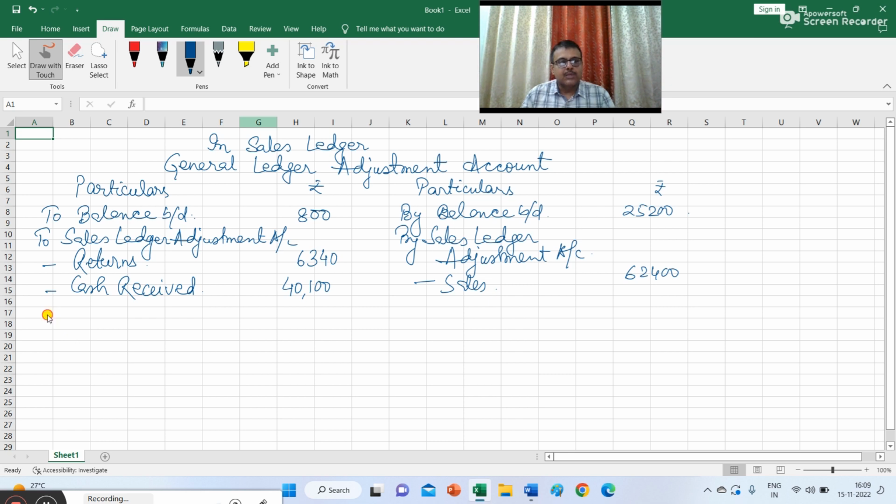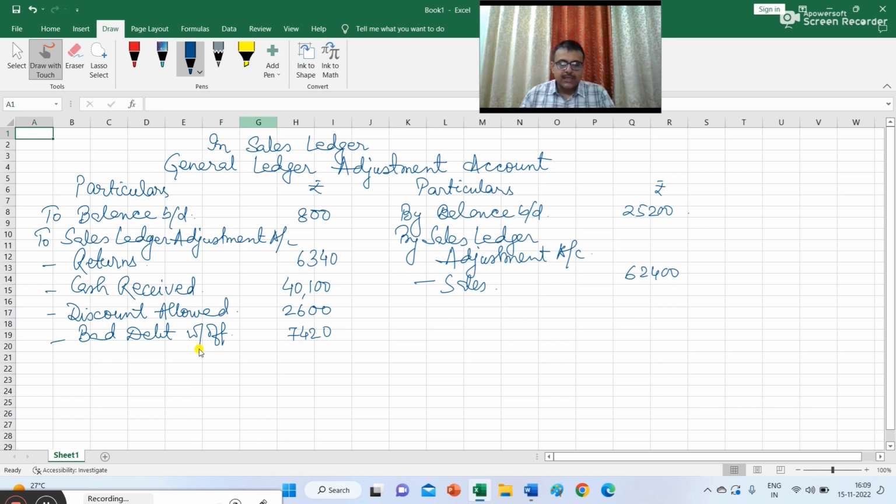So the next item is regarding the discount allowed. Discount allowed, I have to write it here on the debit side, 2,600. Next is bad debt written off. So general ledger adjustment account debit to sales ledger adjustment account, and the item is for bad debt written off, and the amount is 7,420. Next item is increase in provision for bad debt. This entry we are not going to pass because it does not affect the debtor ledger.